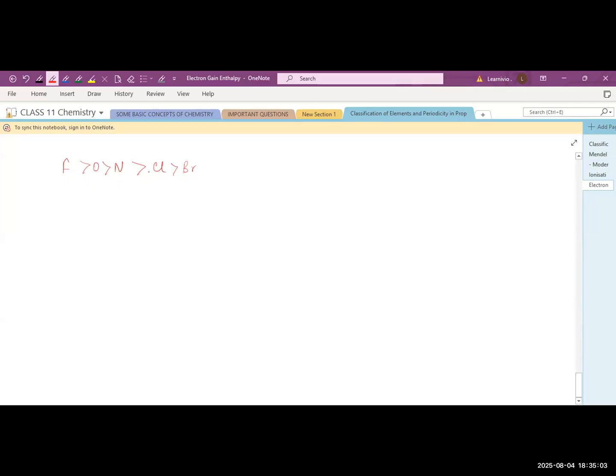So just learn this sequence: fluorine, then oxygen, then nitrogen, chlorine, then bromine, iodine, sulfur, then carbon, then phosphorus. Okay, so I have written the electronegativity order of some elements. This is very important. And you can use mnemonics.